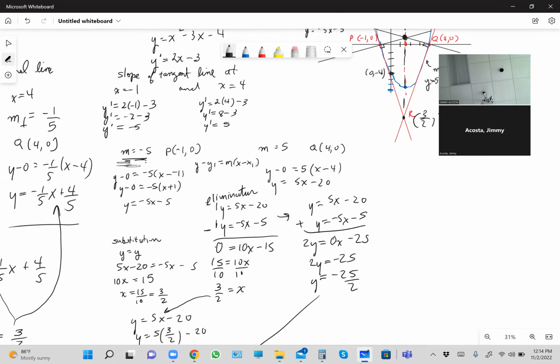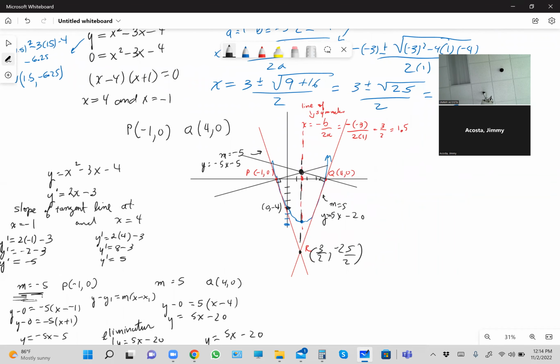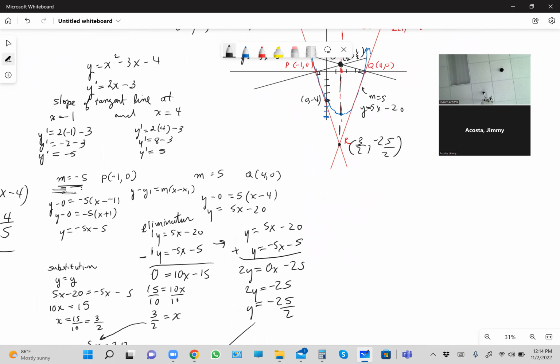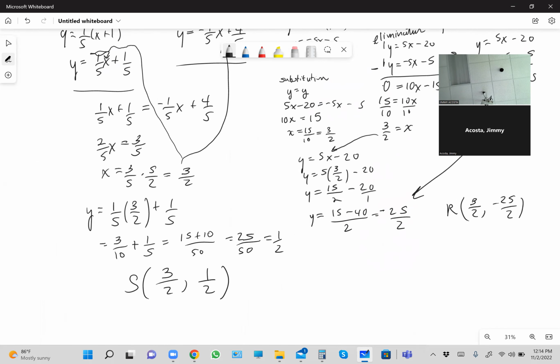Oh, right here, look. We're getting this guy. This is 3/2 comma half. This is S. Yes, yes. We had to do point slope again. So now we found both our R and our S.